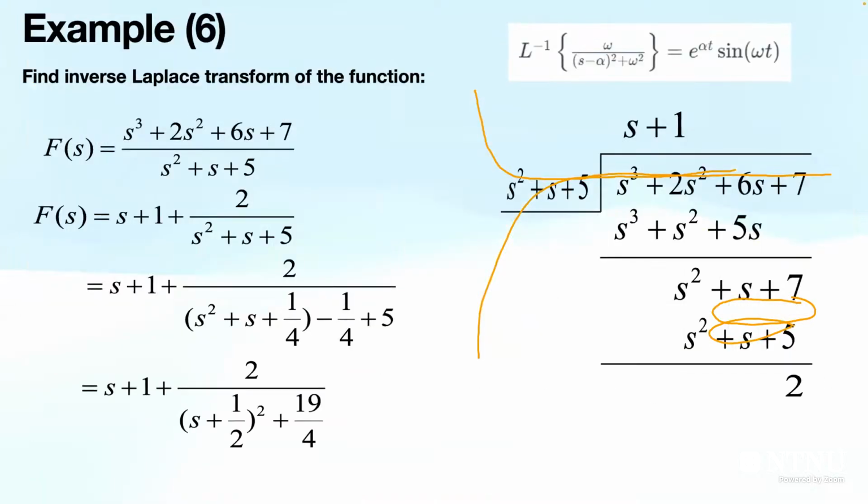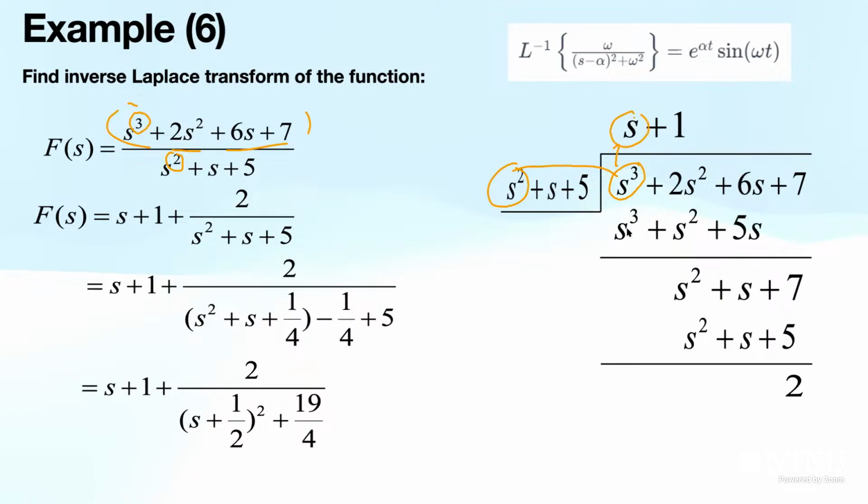In this example number 6, we have a more complex function where we need to find the inverse Laplace transform. You can see here the order is 3 and the order here is 2. When the order here is higher than the order here, we need to use long division. In this long division, we will divide that part by that part. So we will divide s cubed by s squared, so we will have here s.